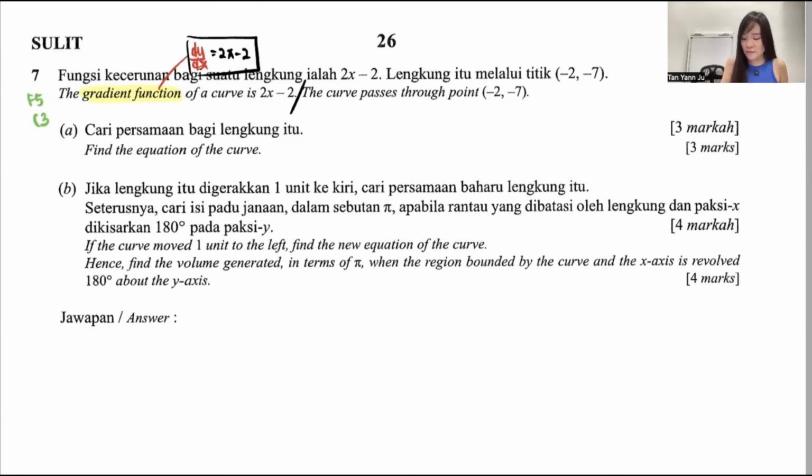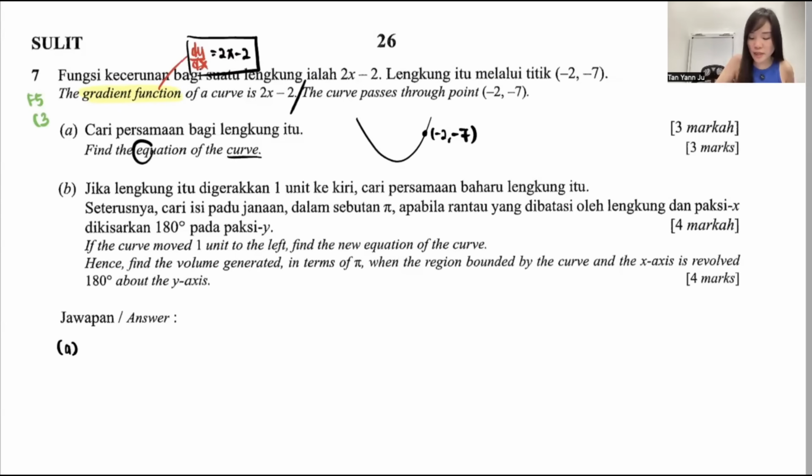Next, they say the curve passes through -2, -7. Just in case you don't understand, that means there's a curve. So for this curve, the dy dx is 2x minus 2. At the same time, it also passes through a point called -2, -7. That's all they say. So let's start from A now. A is quite easy. Find the equation of the curve.